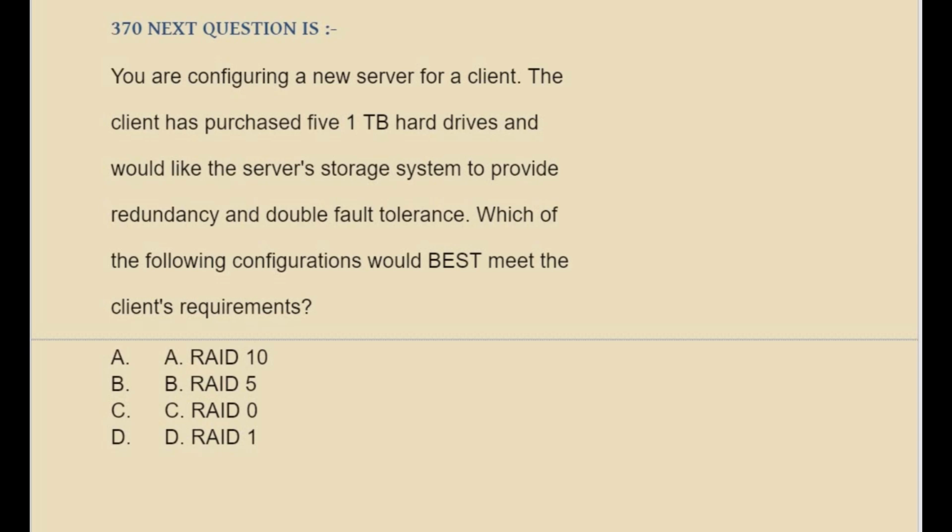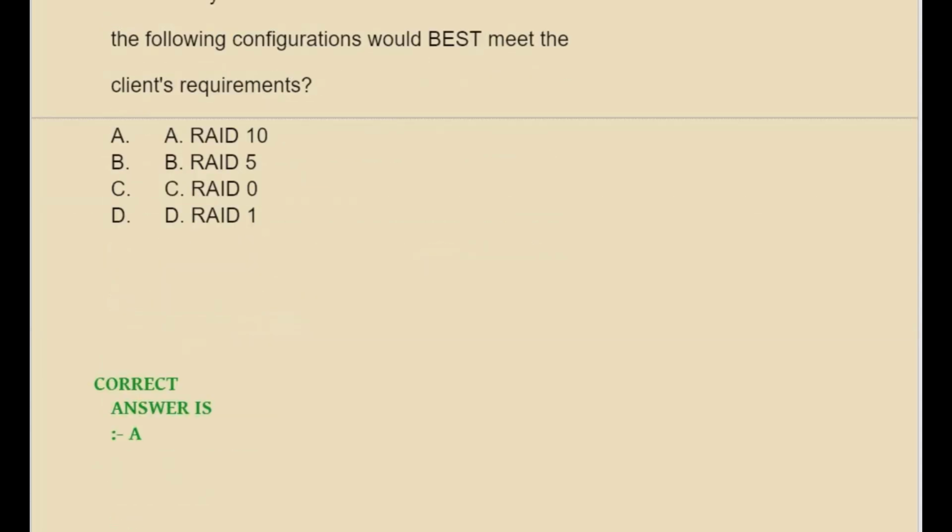Question is, you are configuring a new server for a client. The client has purchased 5 1 TB hard drives and would like the server's storage system to provide redundancy and double fault tolerance. Which of the following configurations would best meet the client's requirement? Option A, RAID 10. Option B, RAID 5. Option C, RAID 0. Option D, RAID 1. Correct answer is option A.